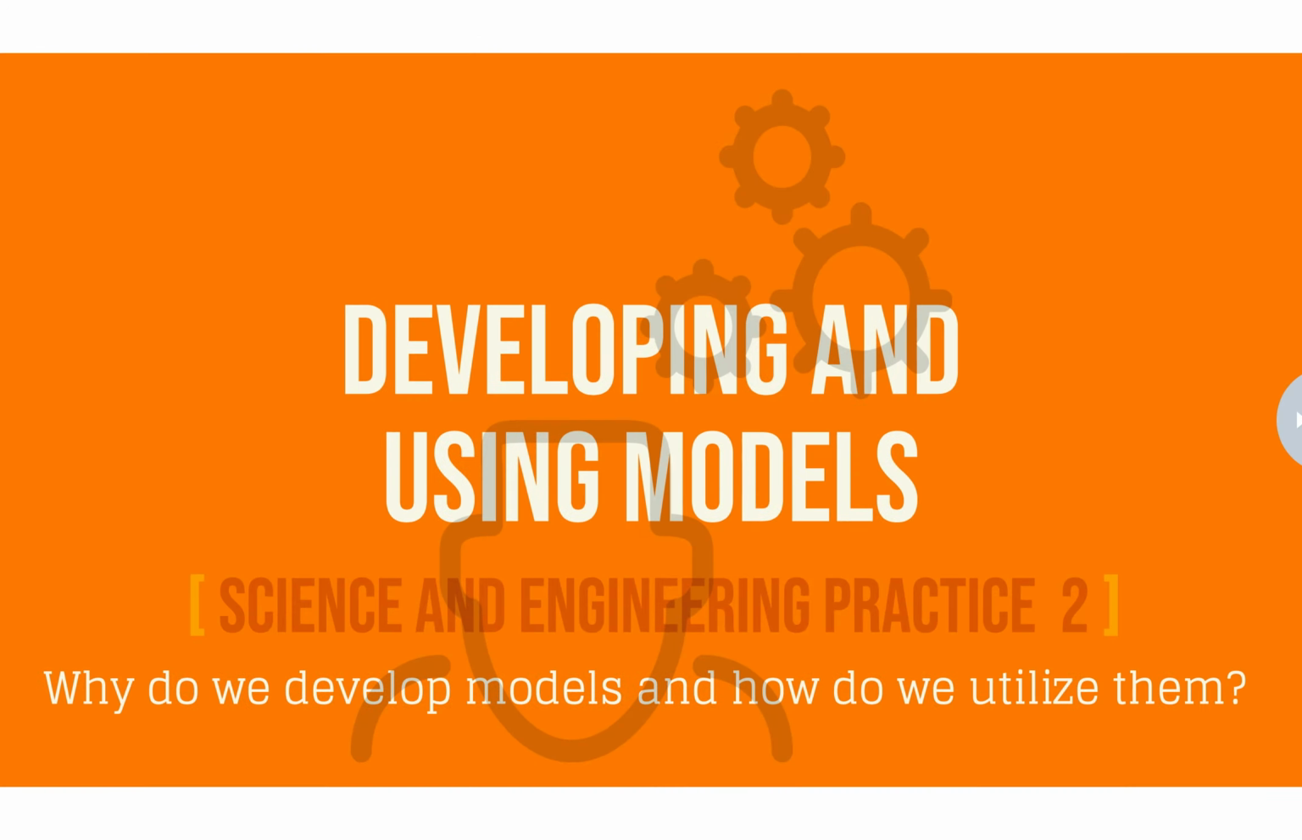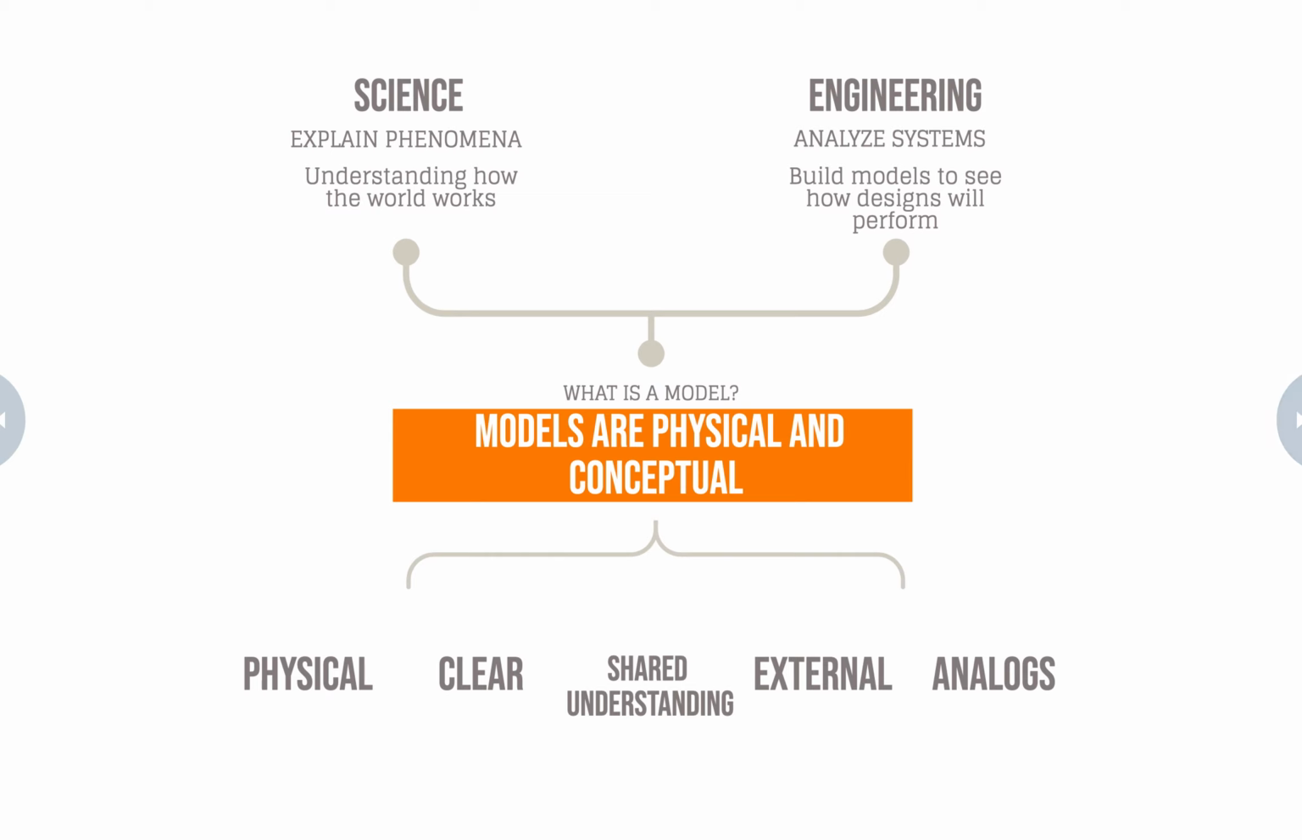Alright, so developing and using models, science and engineering practice 2. Why do we develop models and how do we utilize them? First, we use science to explain the phenomena and engineering to analyze the systems. So we understand how the world works. This is the science part, and we're explaining why it works and how it works. And then engineering: analyze systems, build models to see how designs will perform.